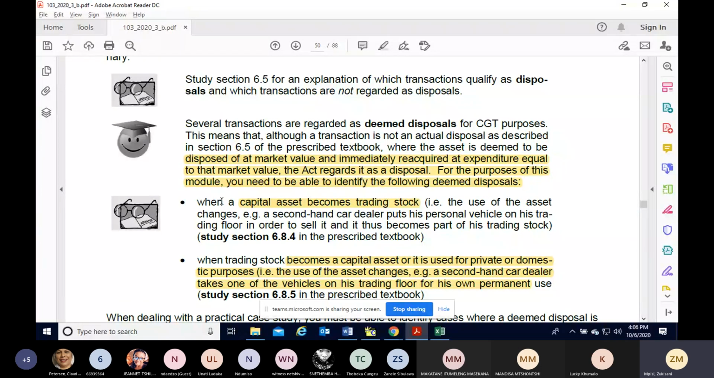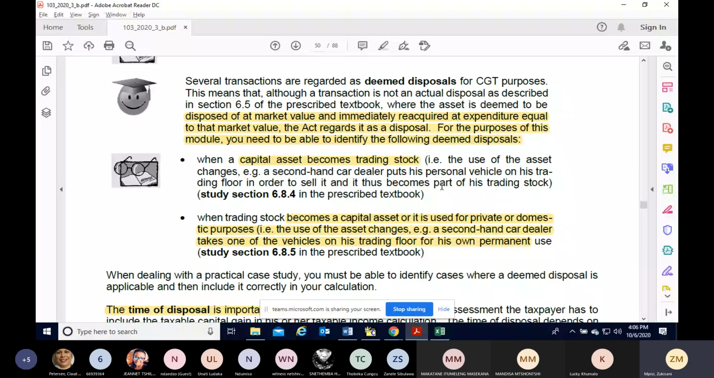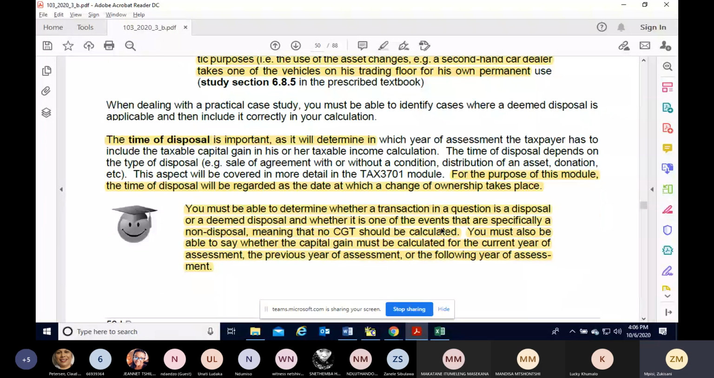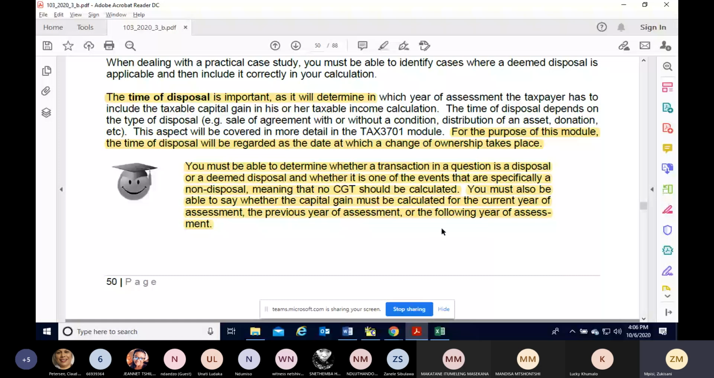For the purposes of this module, you need to be able to identify the following deemed disposal, where a capital asset becomes a trading stock, and there is an example about a car dealer, and where a trading stock becomes a capital asset. So those are the examples. The timing of disposal, for this module, the timing of disposal will be the date at which change of ownership takes place.